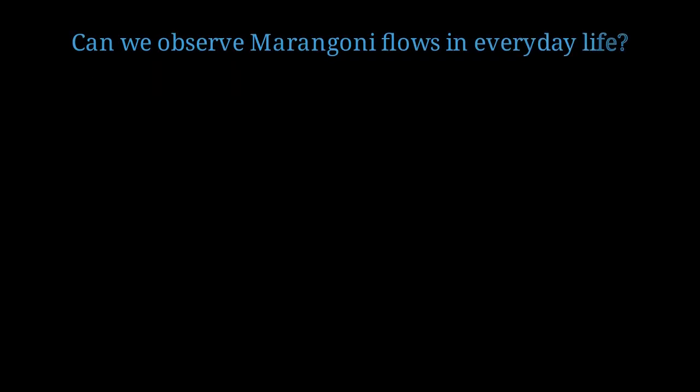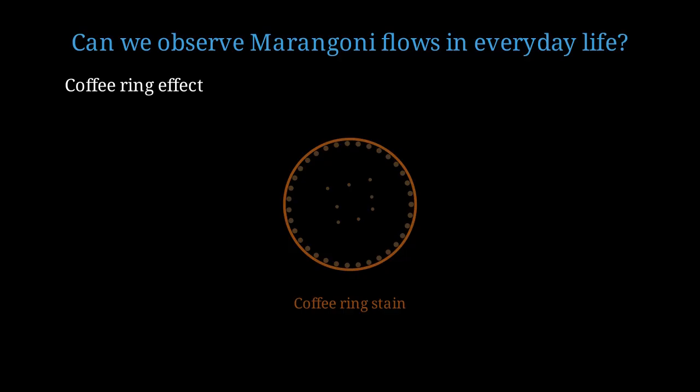Great question. Yes, Marangoni flows appear in many everyday situations once you know what to look for. When a coffee droplet dries on a surface, evaporation is fastest at the edges. This creates outward Marangoni flows that carry coffee particles to the perimeter, forming a ring-shaped stain. The coffee ring is a direct consequence of Marangoni flow coupled with contact line pinning and capillary flow.